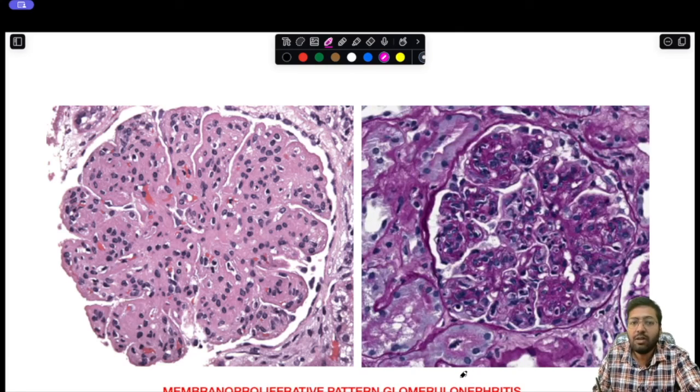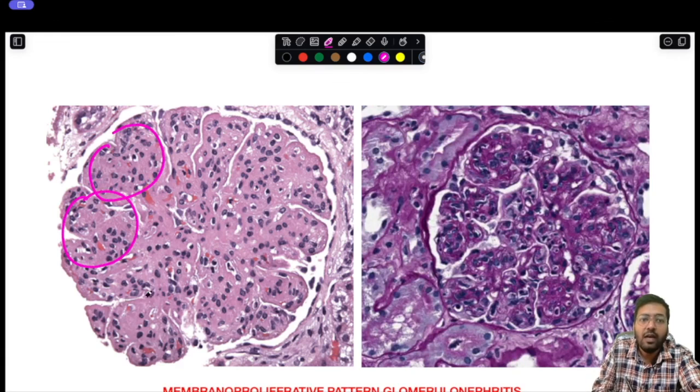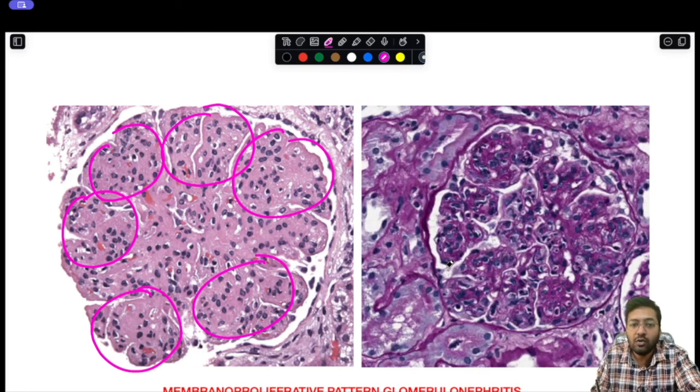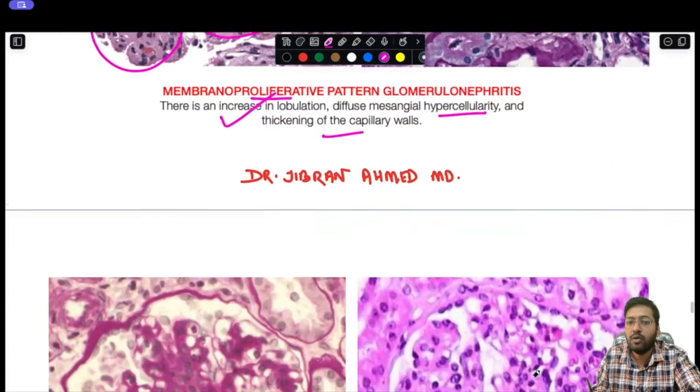Now, in this particular pattern, there is an increase in the number of mesangial cells, also thickening of the capillary walls, plus there is diffuse mesangial hypercellularity, and very importantly, in membranoproliferative disorder, you can see that there is a marked lobulation. Okay, they give you a marked lobulated appearance over here, as you can see, along with an increase in the number of cells. So there's an increase in lobulation, diffuse mesangial hypercellularity, and thickening of the capillary walls. So this is the membranoproliferative pattern of glomerulonephritis.